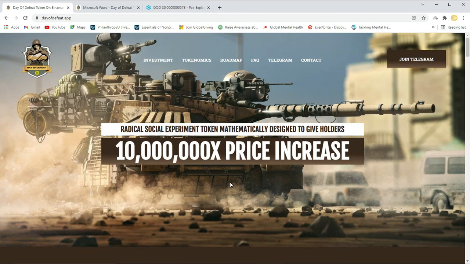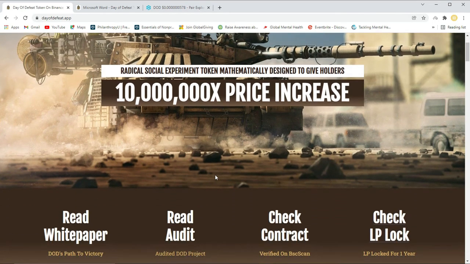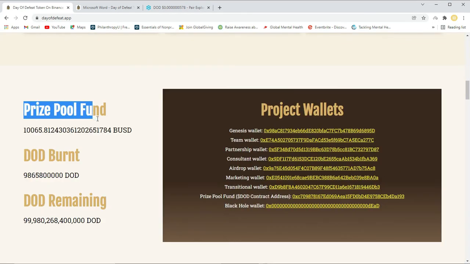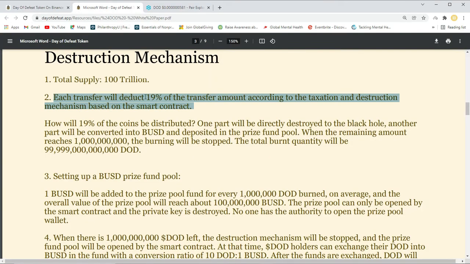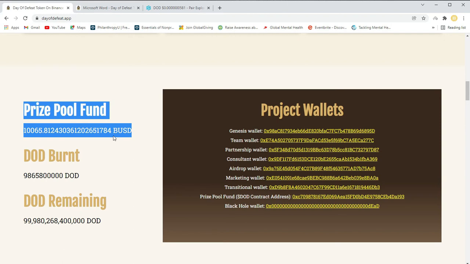So having explained that, I want us to have a clear understanding of how the BUSD in the price pool fund is accumulated. Now, to do this, I'm going to explain a few things. Let's go to our white paper. This part reads, each transfer will deduct 19% of the transfer amount according to the taxation and destruction mechanism based on the smart contract. Now, I'm further going to explain this and how BUSD is accumulated in the price pool fund.